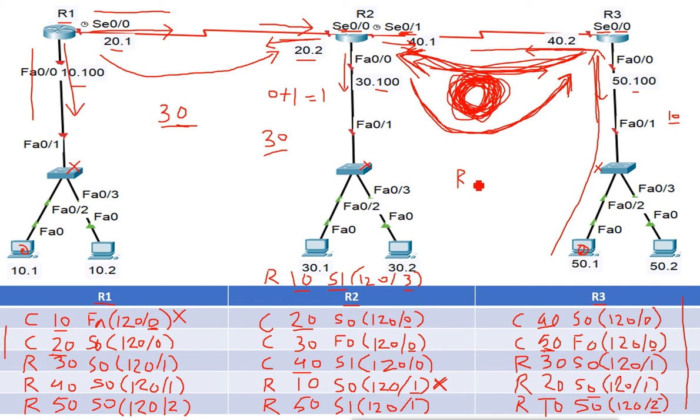Remember I told you about RIP version 2. RIP version 2 is different from RIP version 1. It does solve the problems of RIP version 1. So somehow it tries to solve the problem of RIP version 1 because of this problem here.